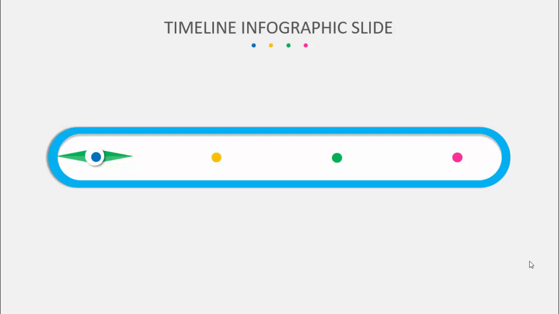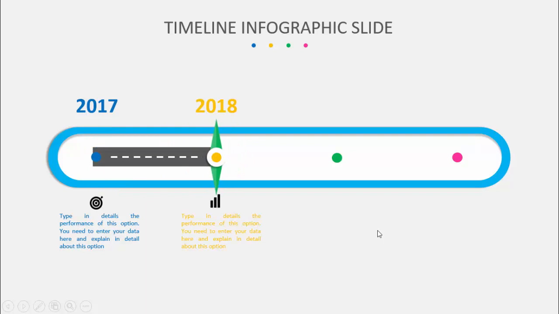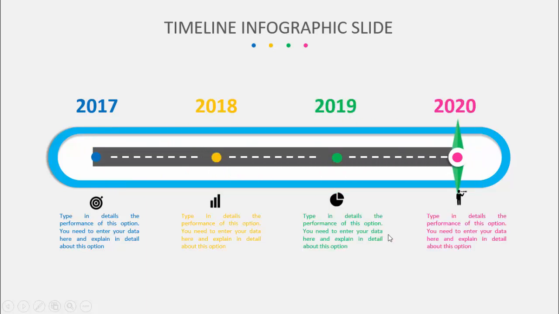In this tutorial I am going to show you how to create an animated timeline slide in PowerPoint. This is how it works. 2017 moves to 2018, 2019 and 2020. I have just given something like a road here so that the journey starts from 2017 till 2020, and below you can see the description for each year. So let's see how to create this slide in PowerPoint.